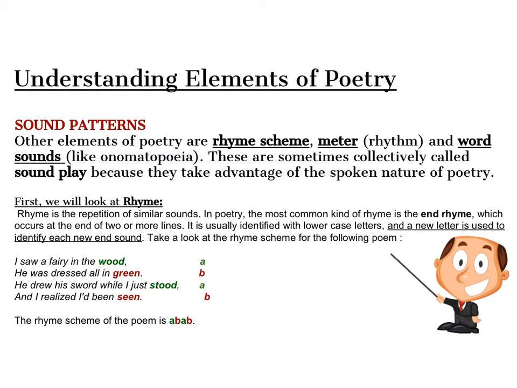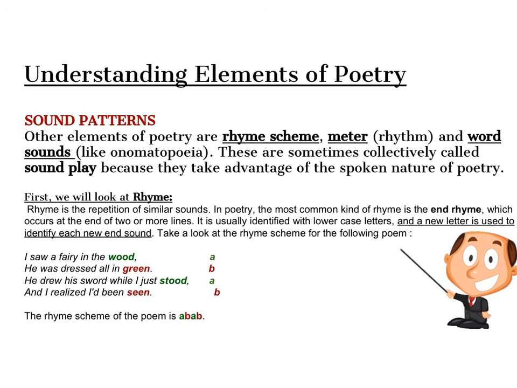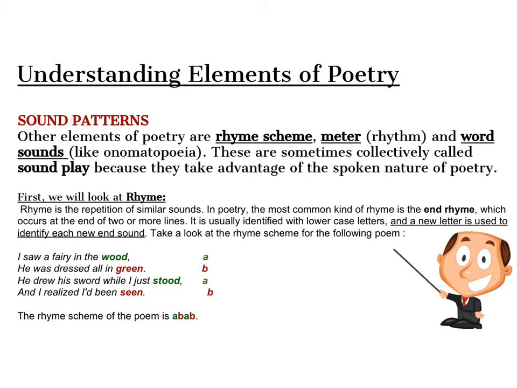Okay, so let's look at the first word at the end of the line, and we see that word is wood. So we're going to put a lowercase a, as you see there. Let's look at the next line and look at the last word in that line, green. Does green rhyme with wood? No, it doesn't, right? So we're going to put a lowercase b there.